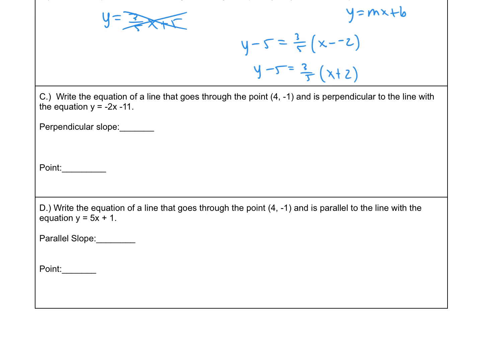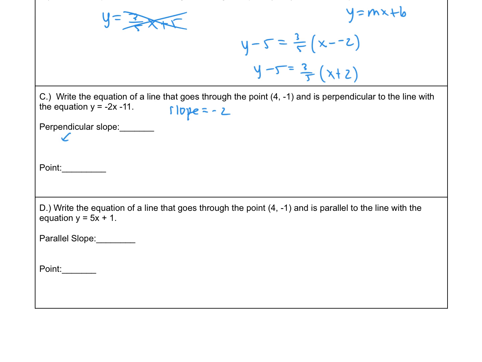Okay, so C: write the equation of a line that goes through the point (4, -1) and is perpendicular to the line with the equation y = -2x - 11. I'm just going to call on a few people and we're going to go from there. Kai, for the equation that's written, what is the slope? The slope is -2. Okay, great. The slope, just the number, is the -2.